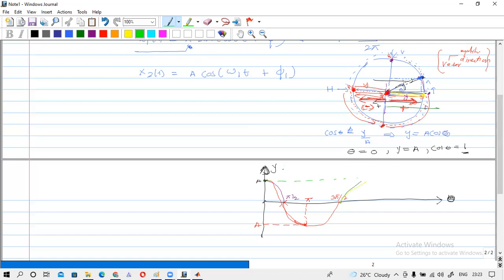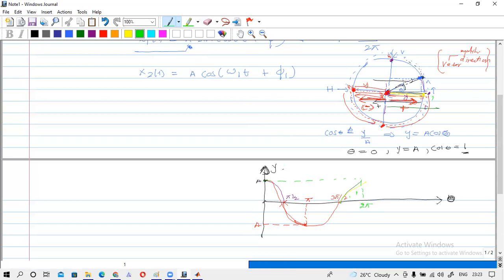Okay, at that time it completes one circle. So what is this point? It is 3π/2 plus another π/2, that means 4π/2, that means 2π. Okay, so you can see that the signal has completed one cycle.